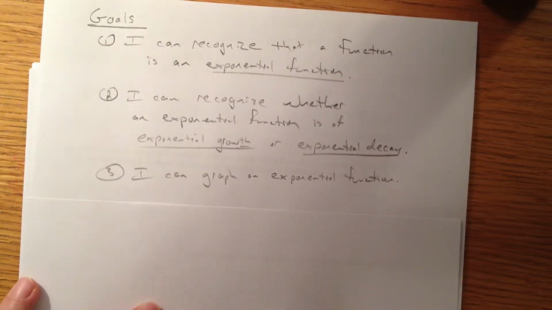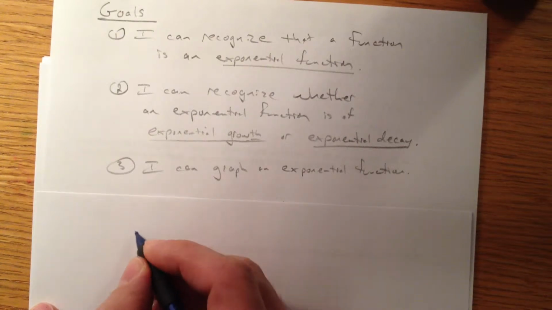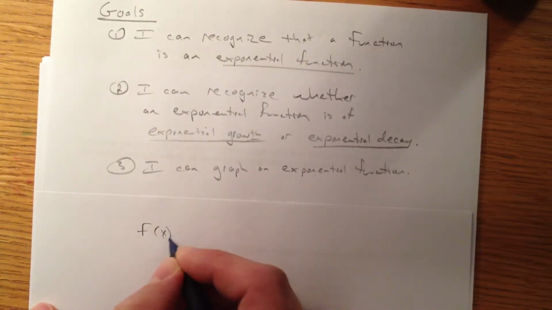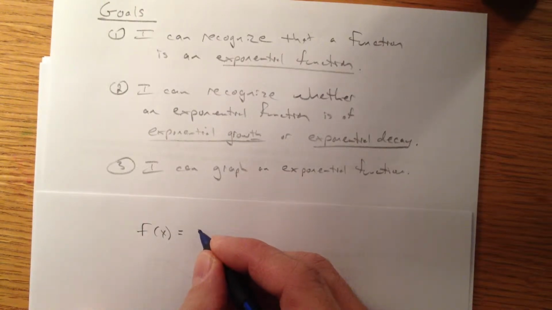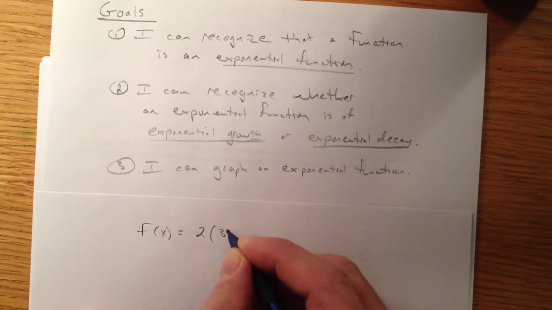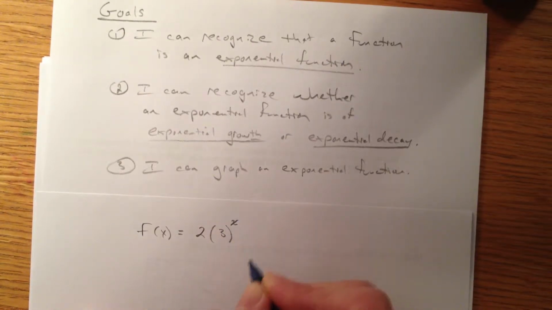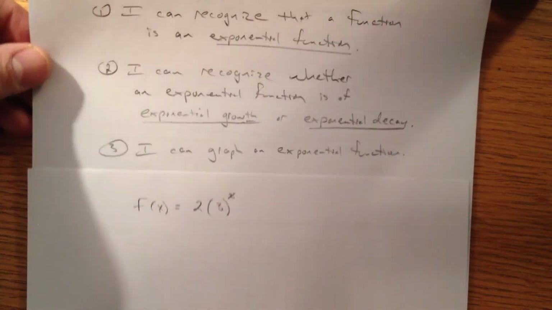So let's take a look at how an exponential function works. Let's say we'll start with a relatively basic sort of exponential function. Let's take f of x equals 2 times 3 to the x. Notice the x in the exponent. That input is in the exponent.